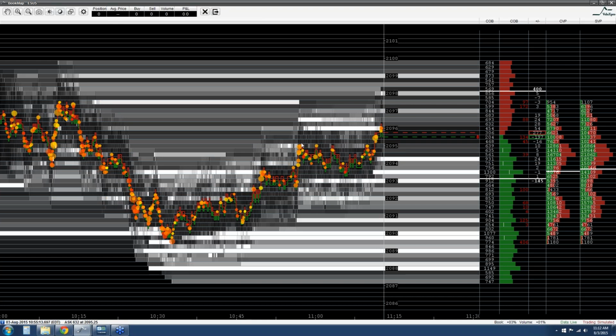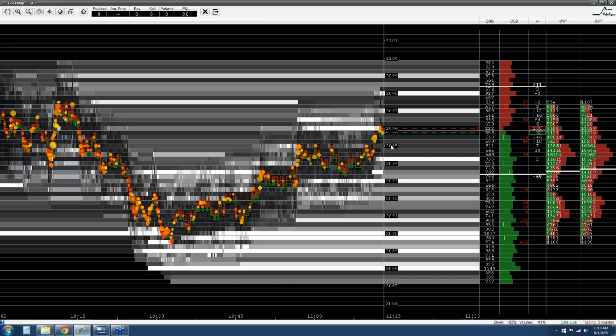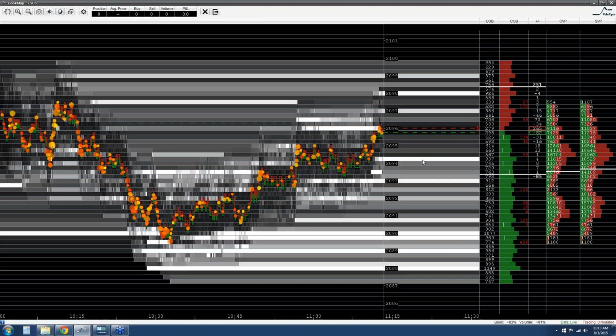Do we come back to the scene of the crime here at 95? Just looking at that microstructure again that we can see so clearly. Let's see if we come back to 95 here and test this area right where we broke from. Notice the book starting to get built out a little more here. Someone stepping in, 94.25.